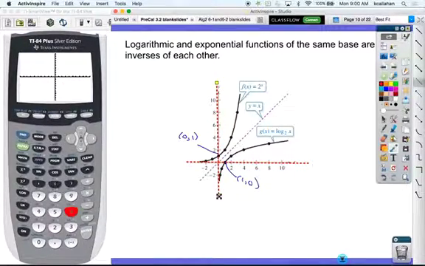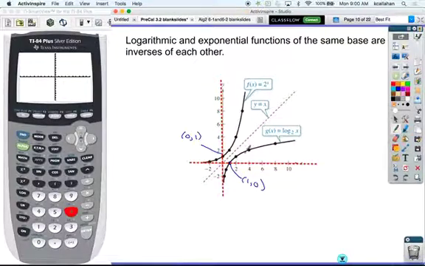So the graph of the logarithm is approaching the line x equals 0 as an asymptote. It gets infinitely close, but it never touches, right? It can never have a value of 0, and it certainly can't be negative. So all those things follow from the fact that these two are inverses of each other.